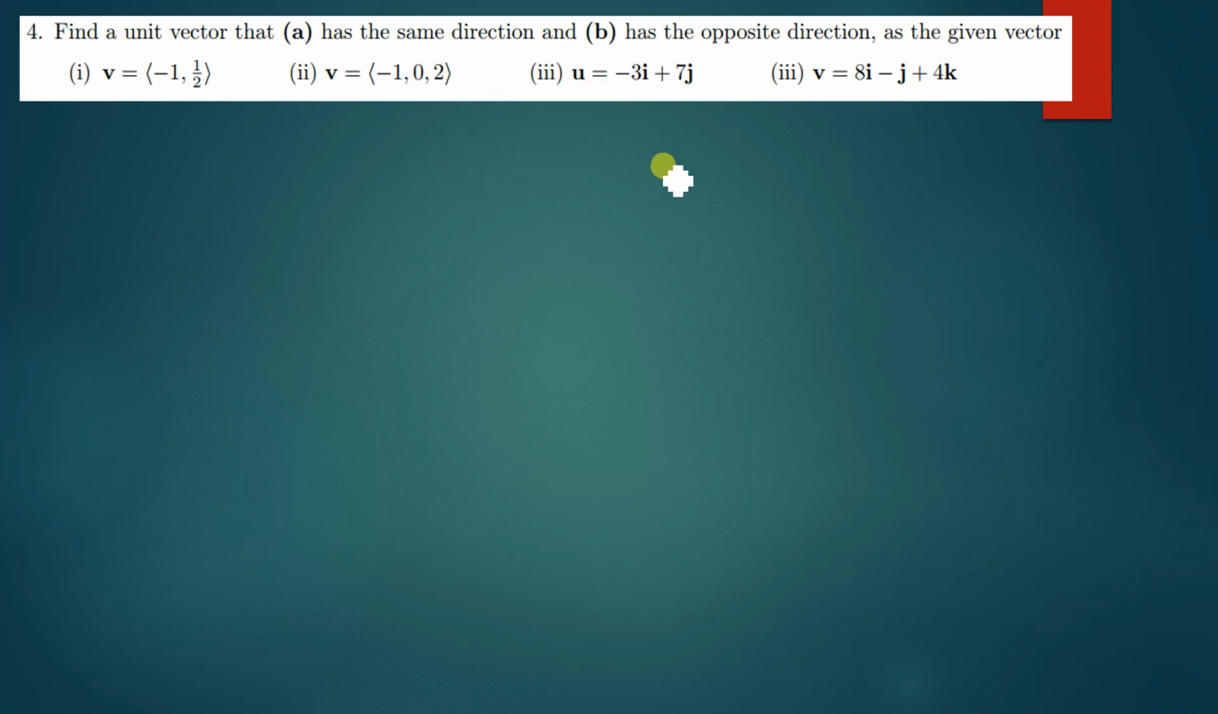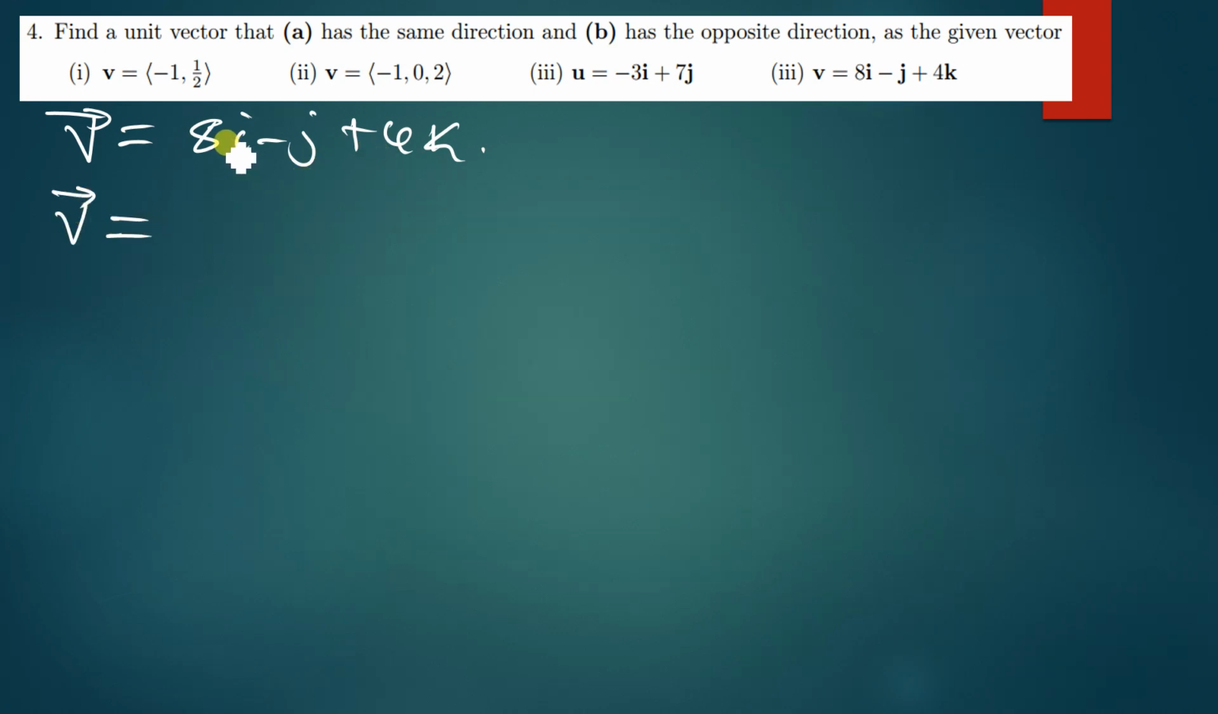All right, so we quickly do that. So this one, the vector v has been given as 8i minus j plus 4k. So now, how do you find the unit vector in the direction of this vector v? The unit vector in the direction of v is therefore going to be 8i minus j plus 4k.